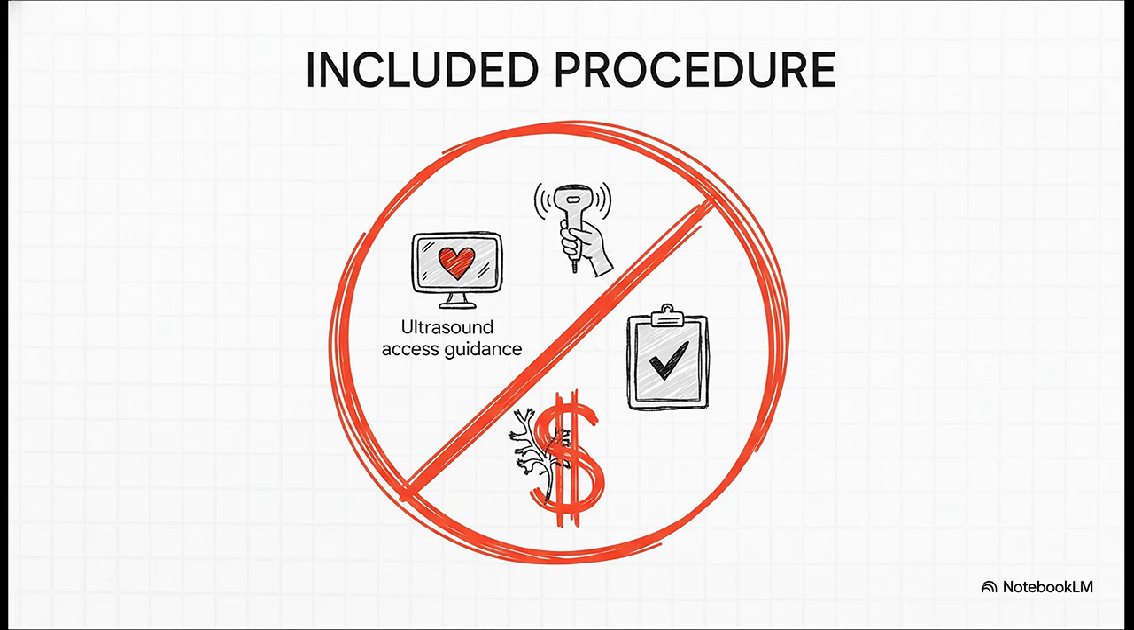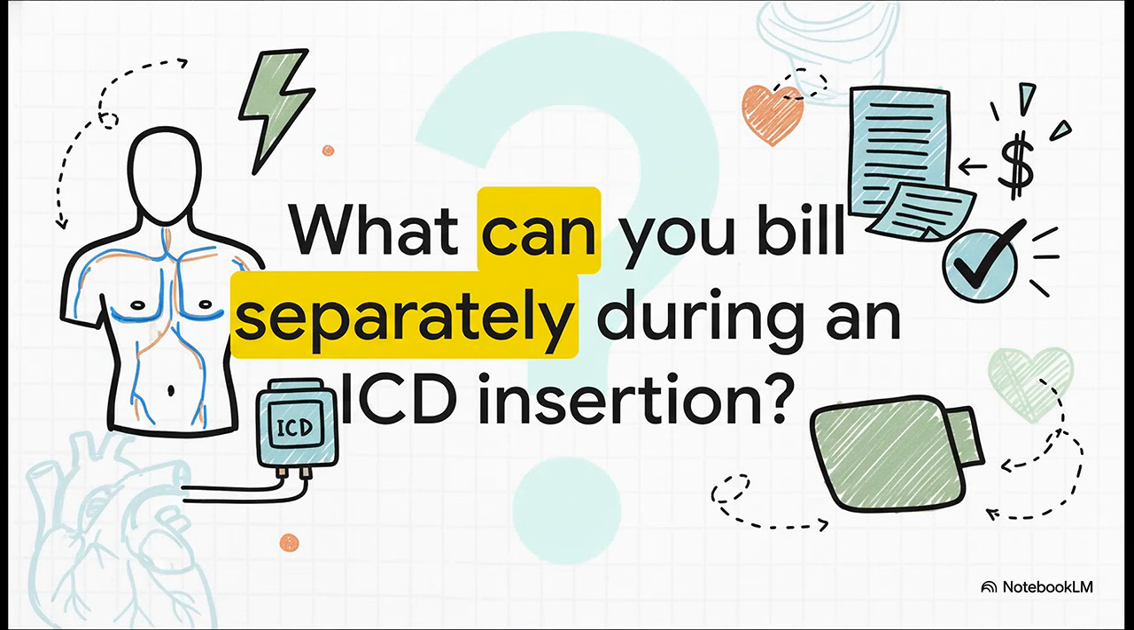A lot of common procedures done during an implant are already bundled into the main code. This is a big one. You cannot bill for them separately. Things like fluoroscopy for guidance, using an ultrasound to find the vein, or doing a standard device track on the day of the procedure. It's all considered part of the main package deal.